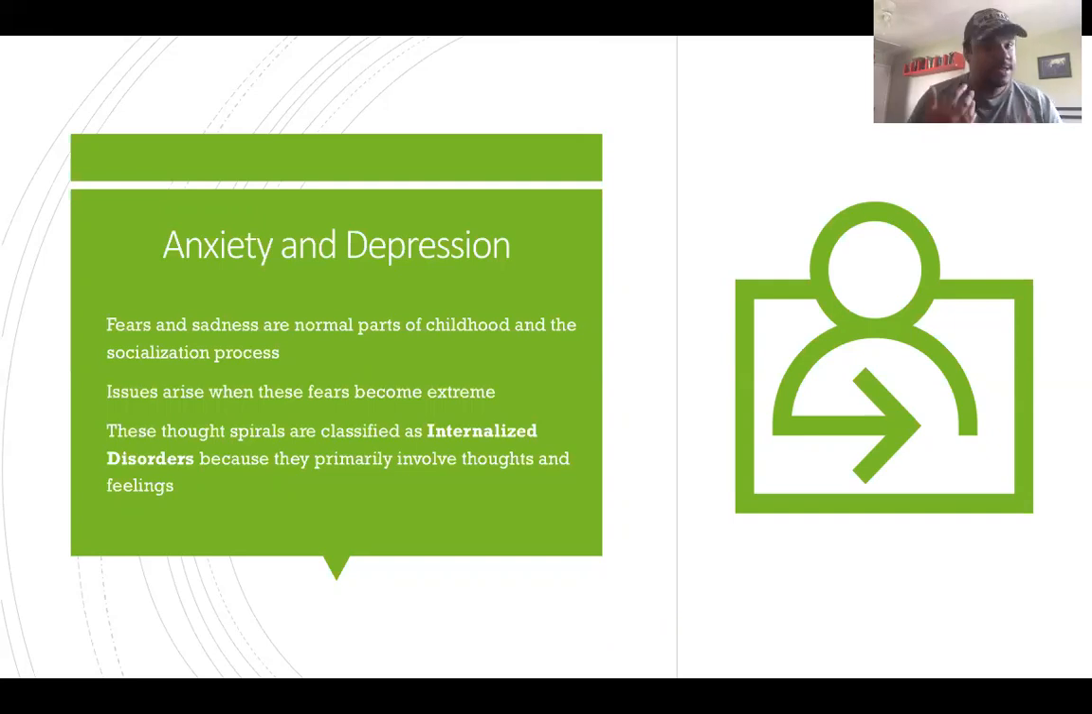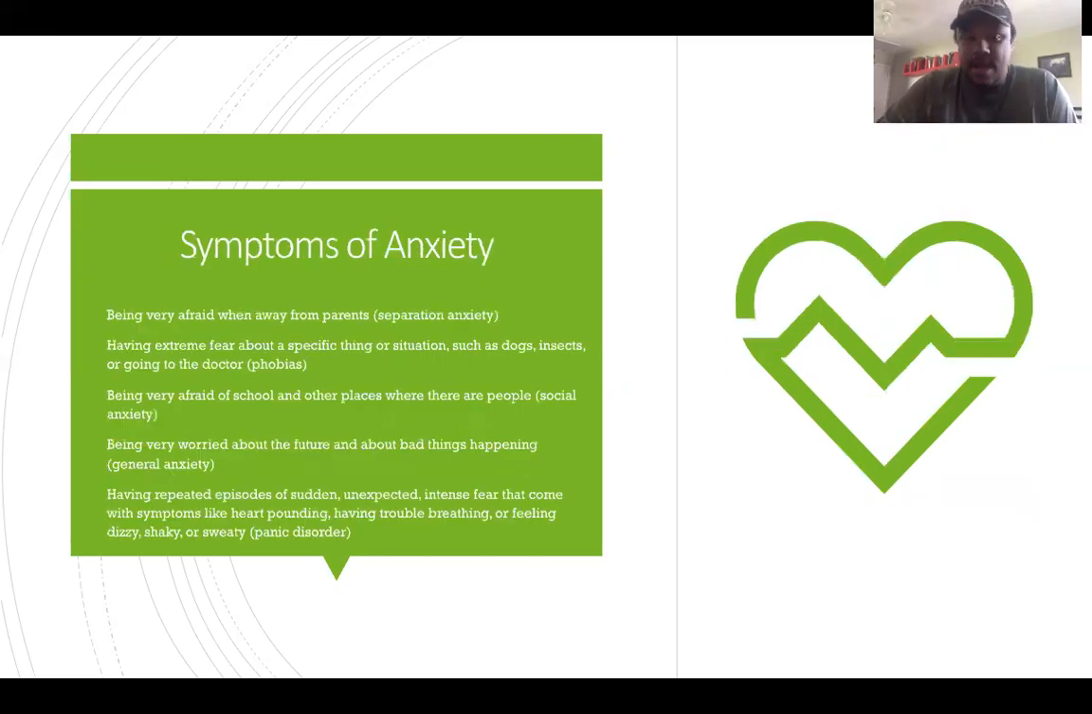The problem with these anxiety and depression disorders is, unlike the behavioral disorders where they're externalized, these thought spirals are internalized disorders, and they involve primarily thoughts and feelings. So trying to have a conversation with a child about internalized things can be much more difficult. Just imagine yourself, if you're someone who experiences anxiety and depression, trying to talk about that is hard to do as a grown person. And imagine being a kid trying to do it. It's an incredibly difficult process.